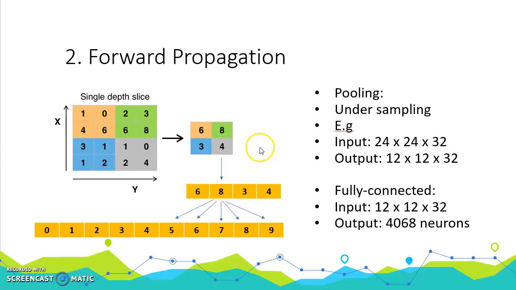And for the last layer, which is the fully connected layer, the pooling layer will be flattened into just a one dimensional vector, and then it will be connected to the final layers. In my example, the input is 24 by 24 by 32, and after the pooling my input is 12 by 12 by 32. And for the first layer of the fully connected layers, the output is 4068 neurons.